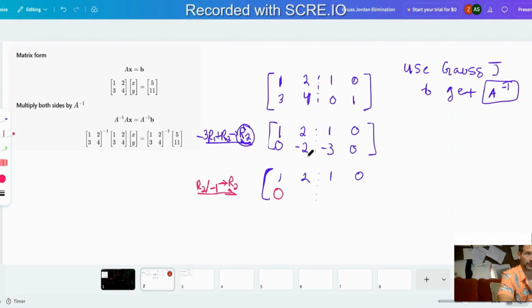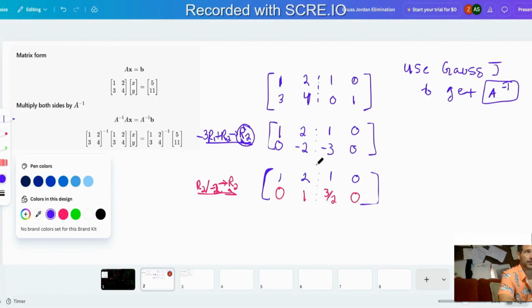And then divided by, I should divide by negative 2, I'm sorry. Let's divide that by negative 2. Let me do this real quick. Yeah, we'll divide that by negative 2 in row 2, that gives us 0. Negative 2 divided by negative 2 is 1. Good deal. And then you're going to have 3 halves here, and then 0 there.